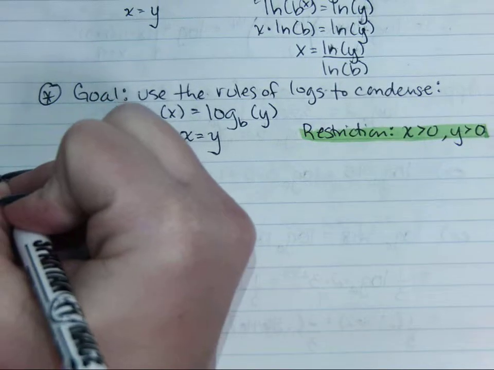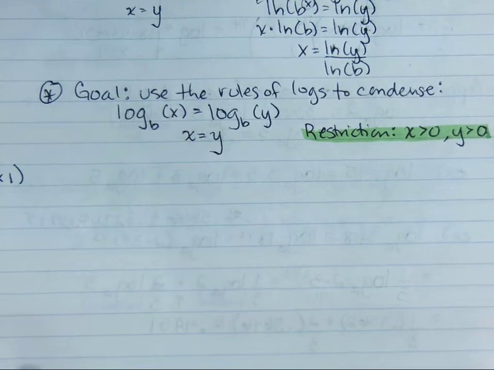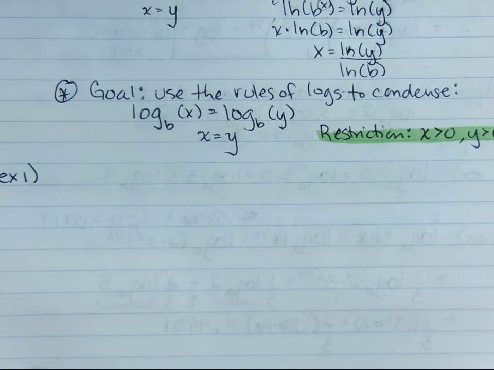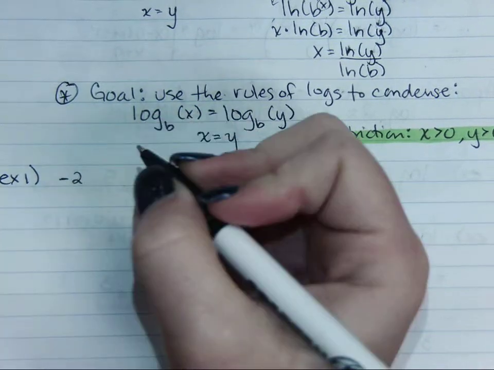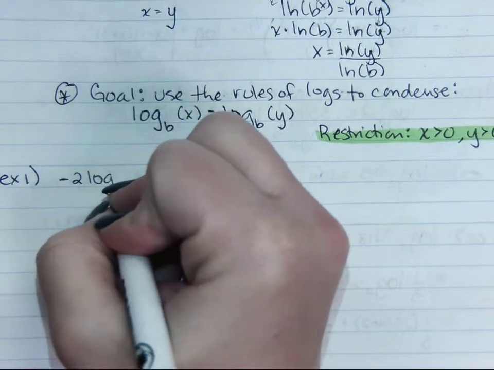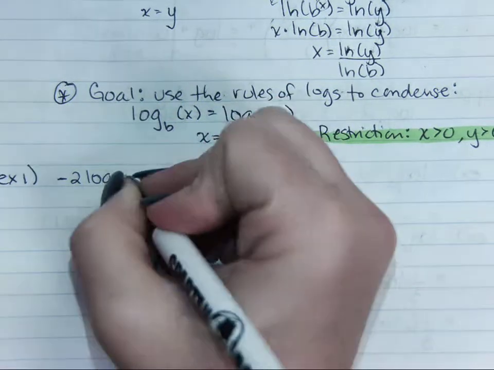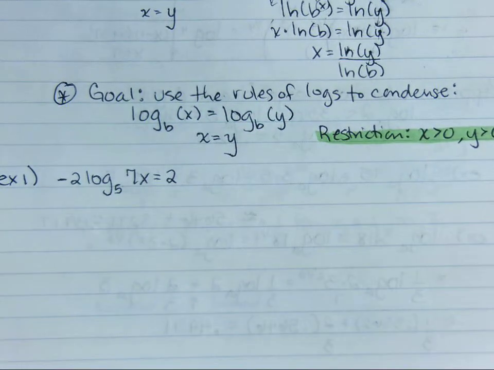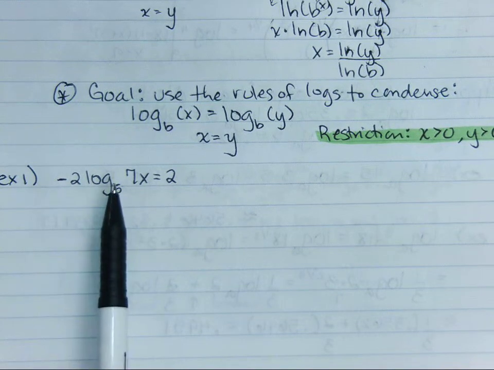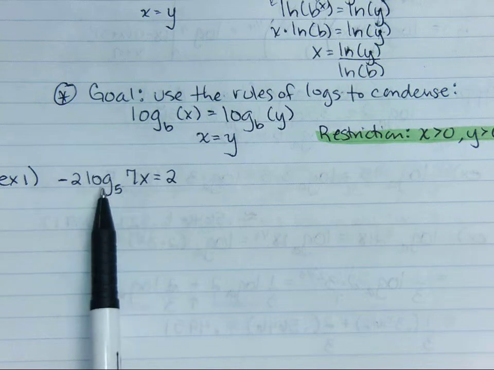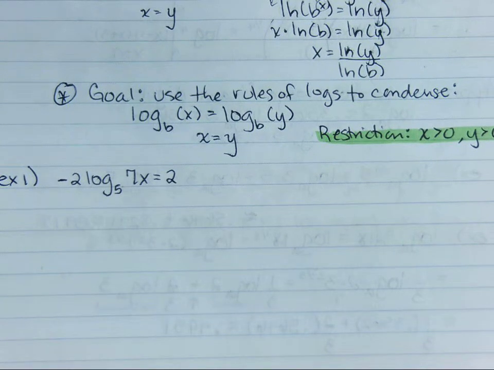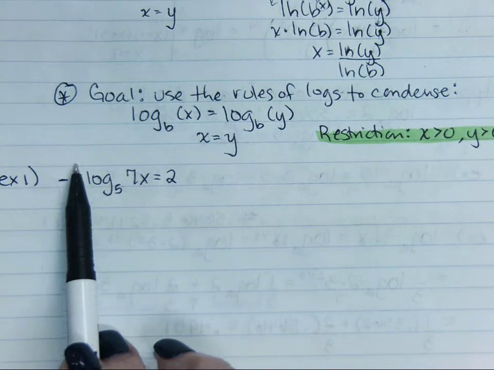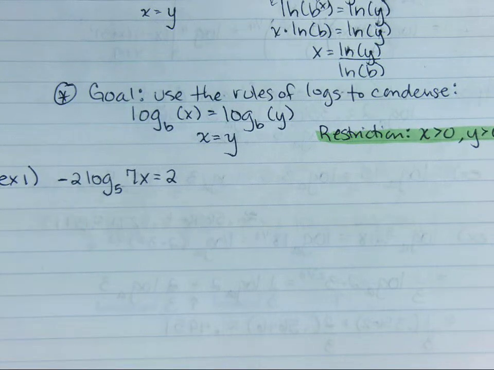All right, so let's look at example number 1. For example number 1, what I have is -2 log base 5 of 7x equal to 2. And now to use this, this is the first type that we were looking at that I just showed you. There's only one logarithm. Now the issue is that you can't solve until you get rid of anything that's being added, subtracted, multiplied, or divided.